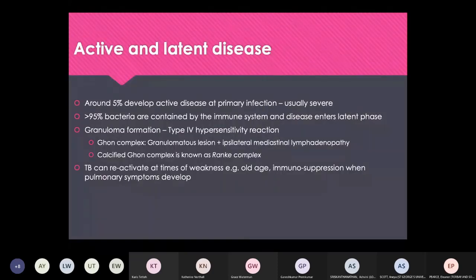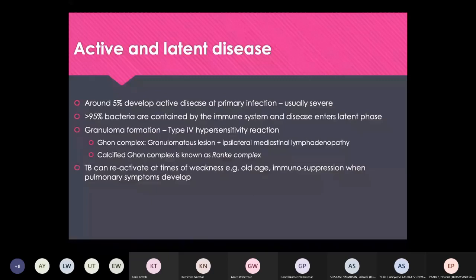So you might hear about active and latent disease. Around 5% of people will develop active disease when they first catch TB. And this is usually very, very severe. It can spread throughout the whole of both lung fields. You might hear about the term miliary TB, and that is on an X-ray. You can just see TB everywhere, or loads of tiny little dots that look apparently like millet seeds.